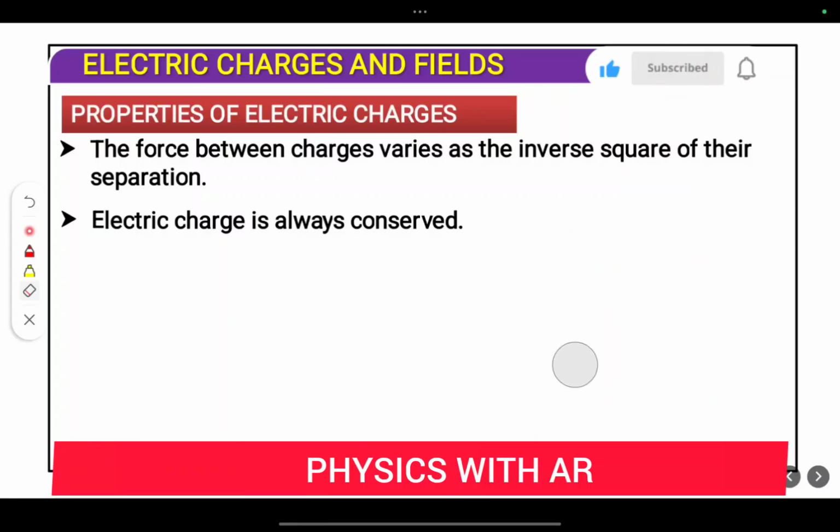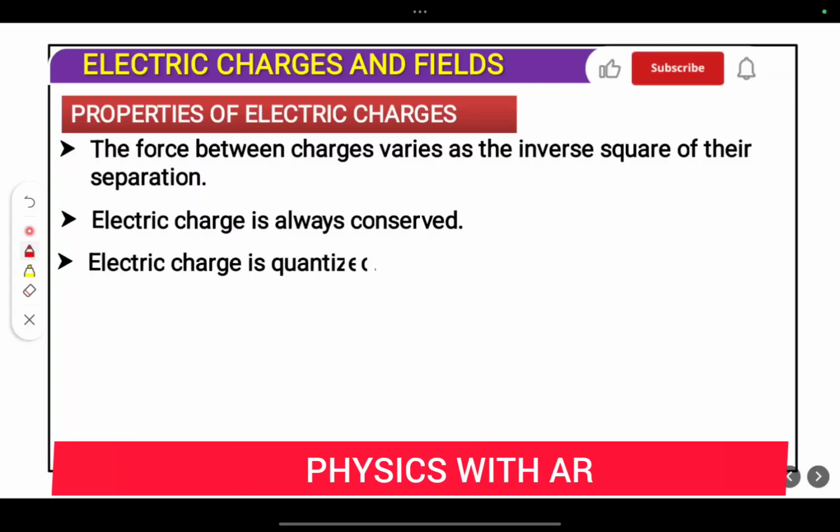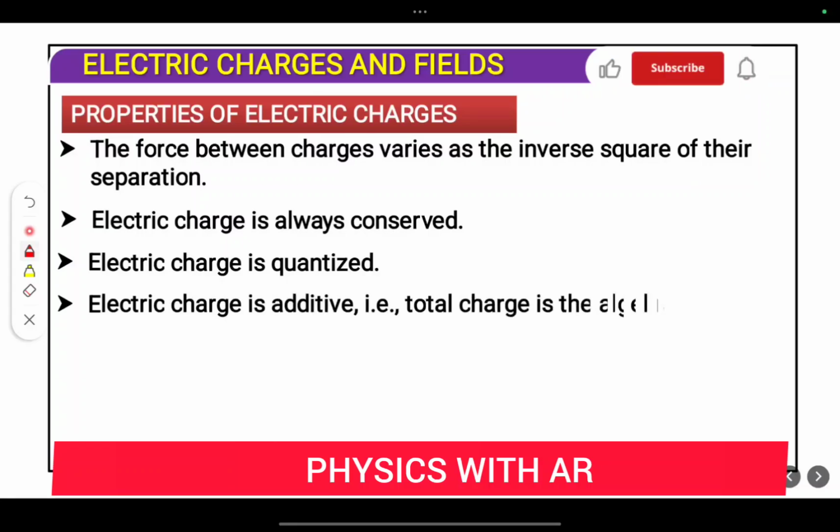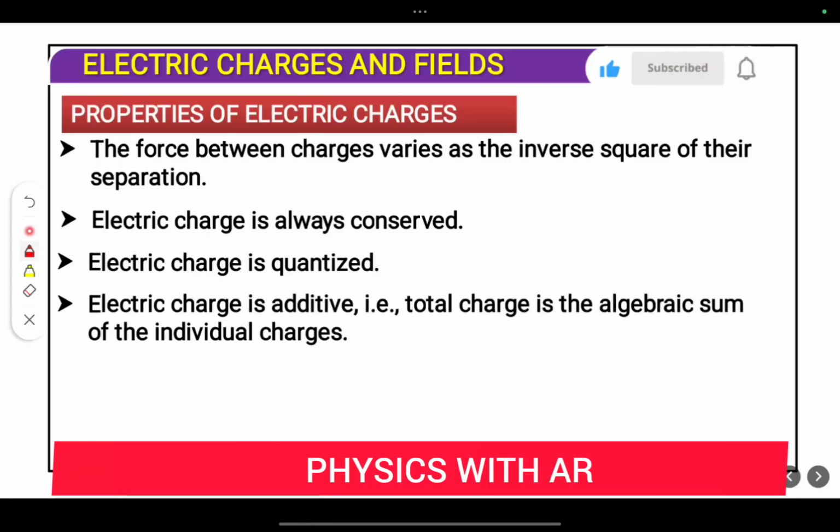Electric charge is always conserved. We will discuss this in detail in basic properties. Electric charge is quantized and electric charge is additive. These are the most important properties for 3 marks. The properties of electric charges: electric charge is always conserved, quantized, and additive.